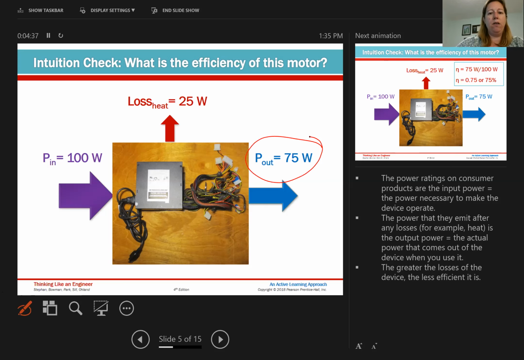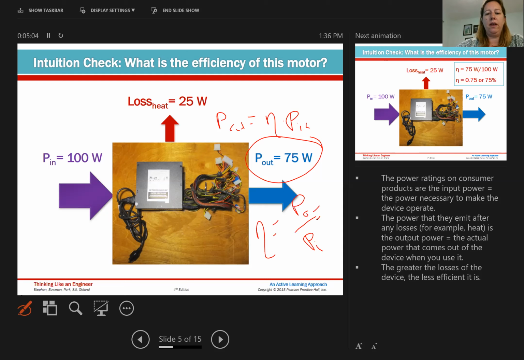we have our P out, so we know P out is equal to our eta times P in. So then our eta is equal to, and I'm just going to do P with a little o over P with a little i for in.